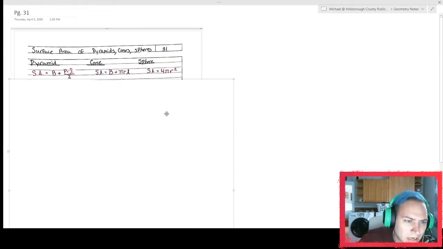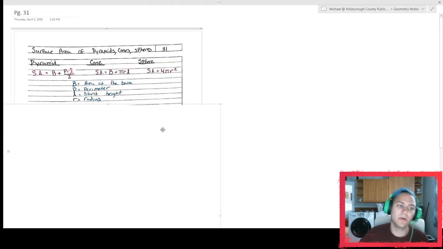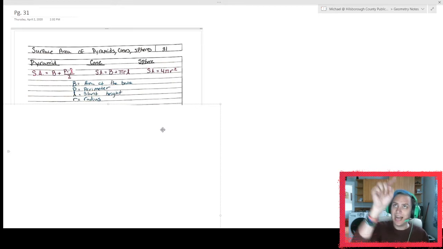So let's talk about what that cursive L is. There are some things on here you should already know. Big B means area of the base. P means perimeter. Little cursive L means the slant height. When you're finding the surface area of a figure that's slanted, I need the height of that actual slant, right? The height of the pyramid, think of the Egyptian pyramids of Giza, is if you were to start at the tippy top center and go straight down inside to the middle of the pyramid on the inside of it.